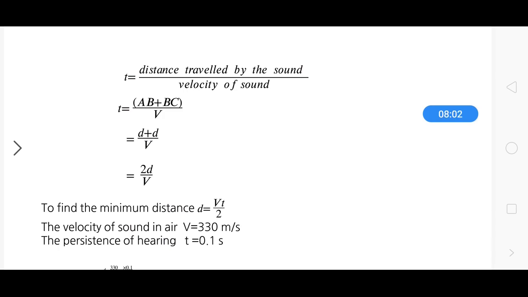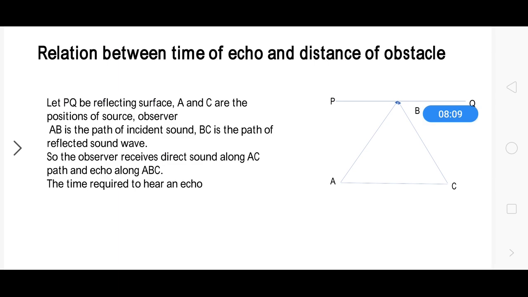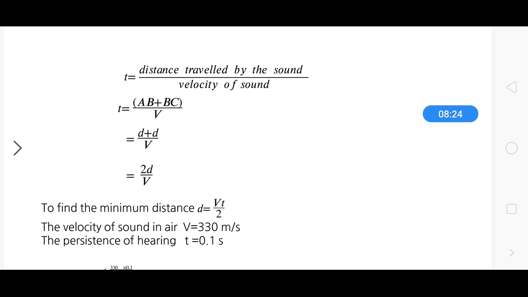Now observe the distance travelled by the sound. What is the distance travelled by the sound here? It is AB plus BC. What is the total path? It is AB plus BC. So I am just substituting the distance travelled by the sound as AB plus BC, divided by the velocity of sound, V.